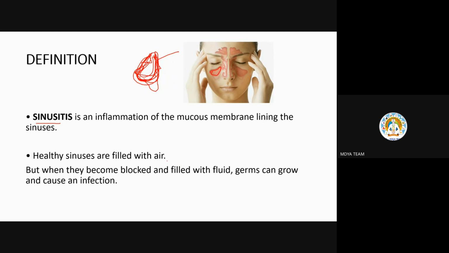Healthy sinuses are filled with air. I told you before that they are empty spaces, so definitely we'll say they are filled with air. Therefore it is written that healthy sinuses are filled with air, but when they become blocked and filled with fluid or mucus, germs can grow and cause infections. When the sinuses are blocked with fluid, of course, the germs can grow there, as in every place, and can cause infections and lead to problems.